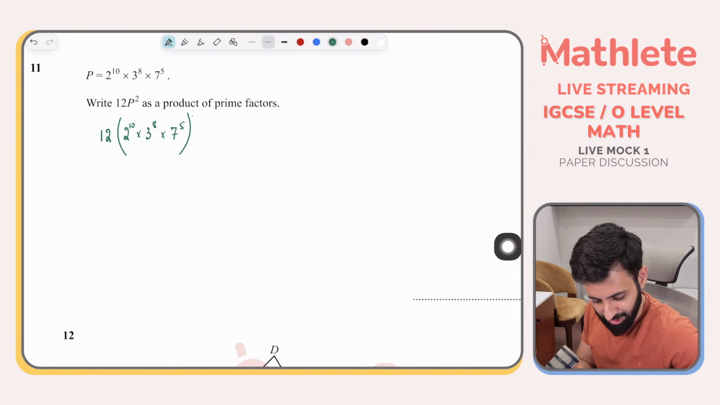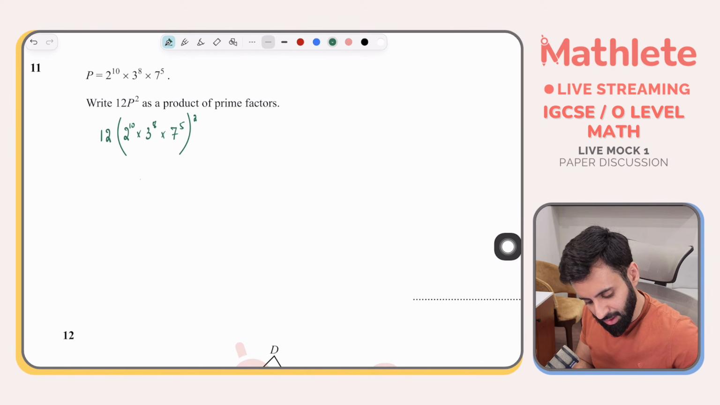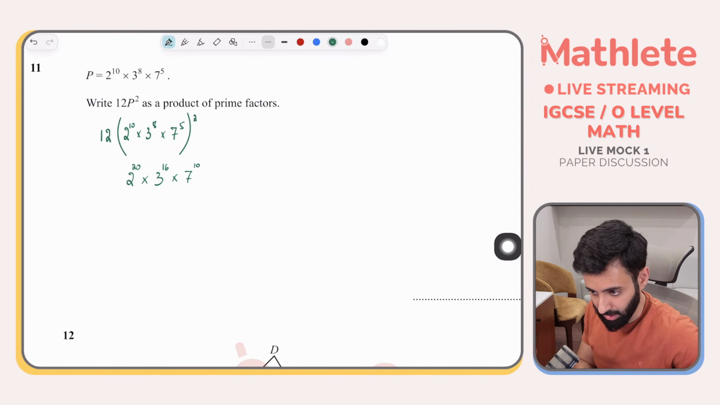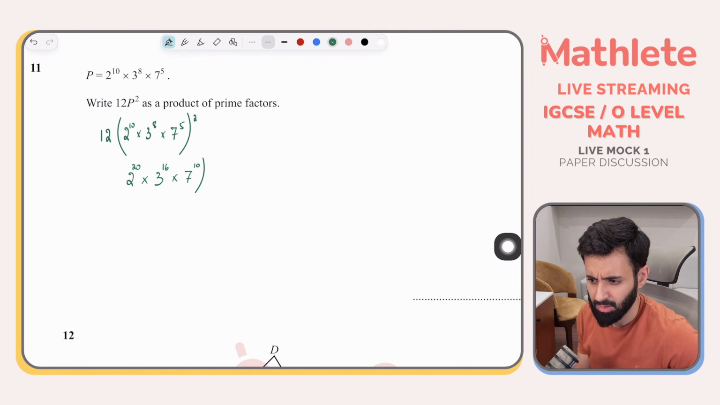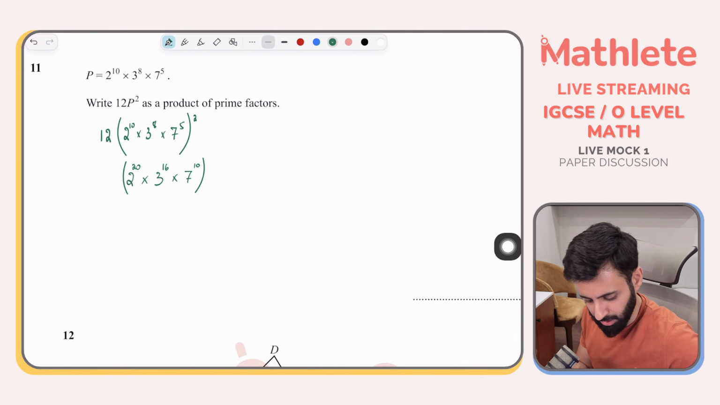Disgusting question. Okay, now the power on 2 becomes 20. The power on 3 becomes 16. The power on 7 becomes 10. And don't forget, please tell the topic in which we had to find two integers, that's LCM HCF, beta. It's LCM HCF, also perfect squares, perfect cubes, this is what it's called.